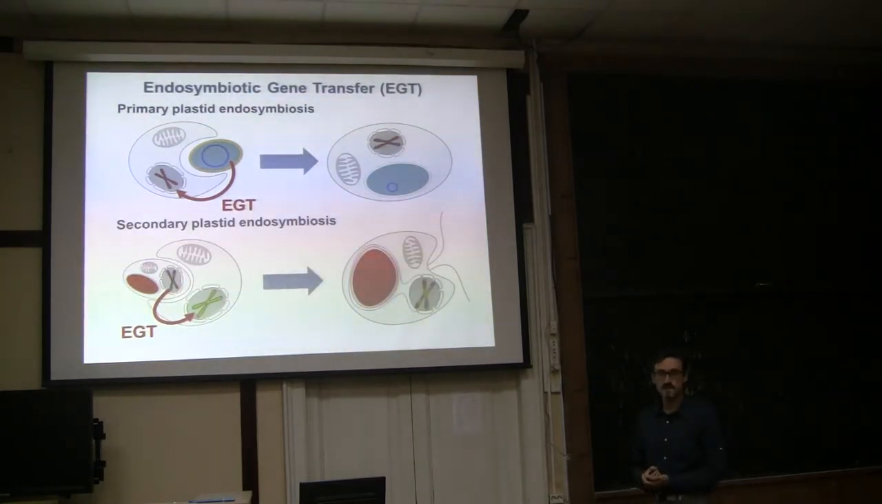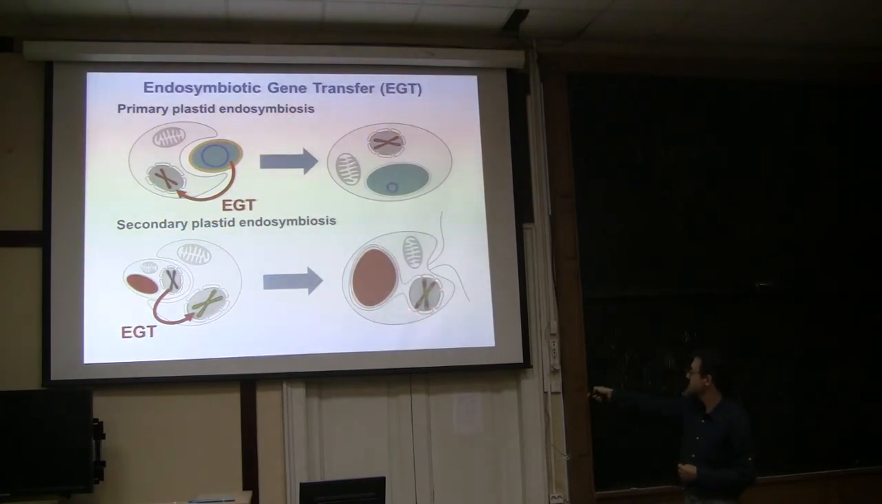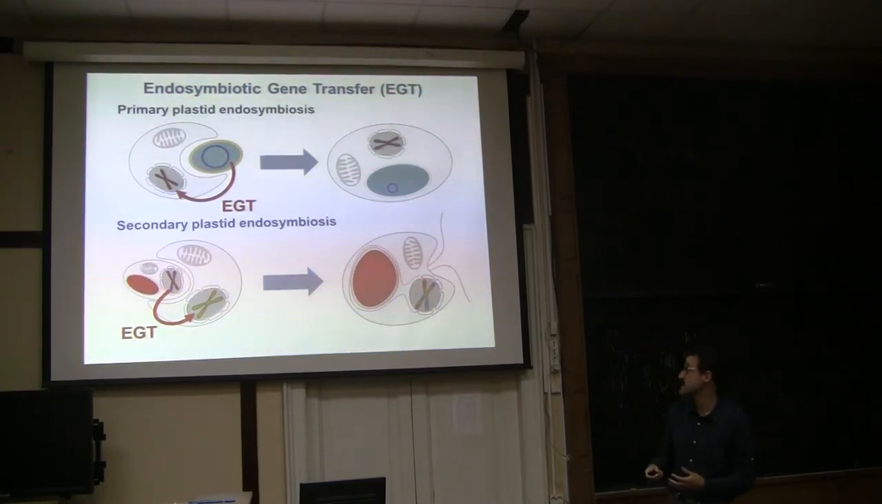In the case of secondary endosymbiosis, you have the same, but this time what you have is a lot of transfers from the nucleus of the secondary endosymbiont of the red or green algae. These genes are transferred to the nucleus of the new eukaryotic host. So at the end, you have very complex genomes with genes of different origins. You have genes which are typical eukaryotic genes of the host, genes that are transferred from the nucleus of the secondary endosymbiont, and also genes from the primary cyanobacterial endosymbiont. So this makes it very, very complex.